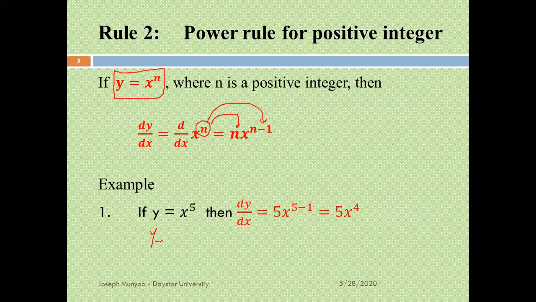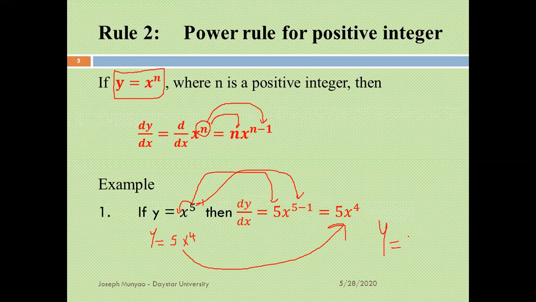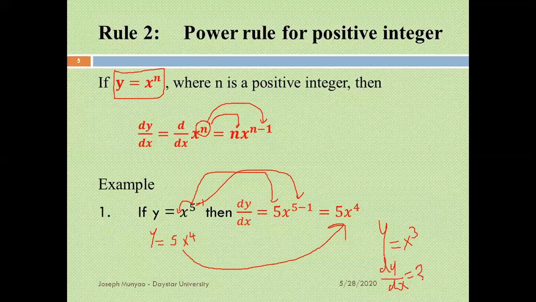My 5 comes in front, so I get 5 there. Then I say 5 minus 1, so I will have x raised to 5 minus 1, which is 4. My 5, which is here, comes there, and my 5 is subtracted 1 to give me that. Meaning that if I have y is equal to, let's say, x raised to 3, then my dy dx will simply be, I'll bring 3 in front, then x, I subtract the power by 1, I get 2.